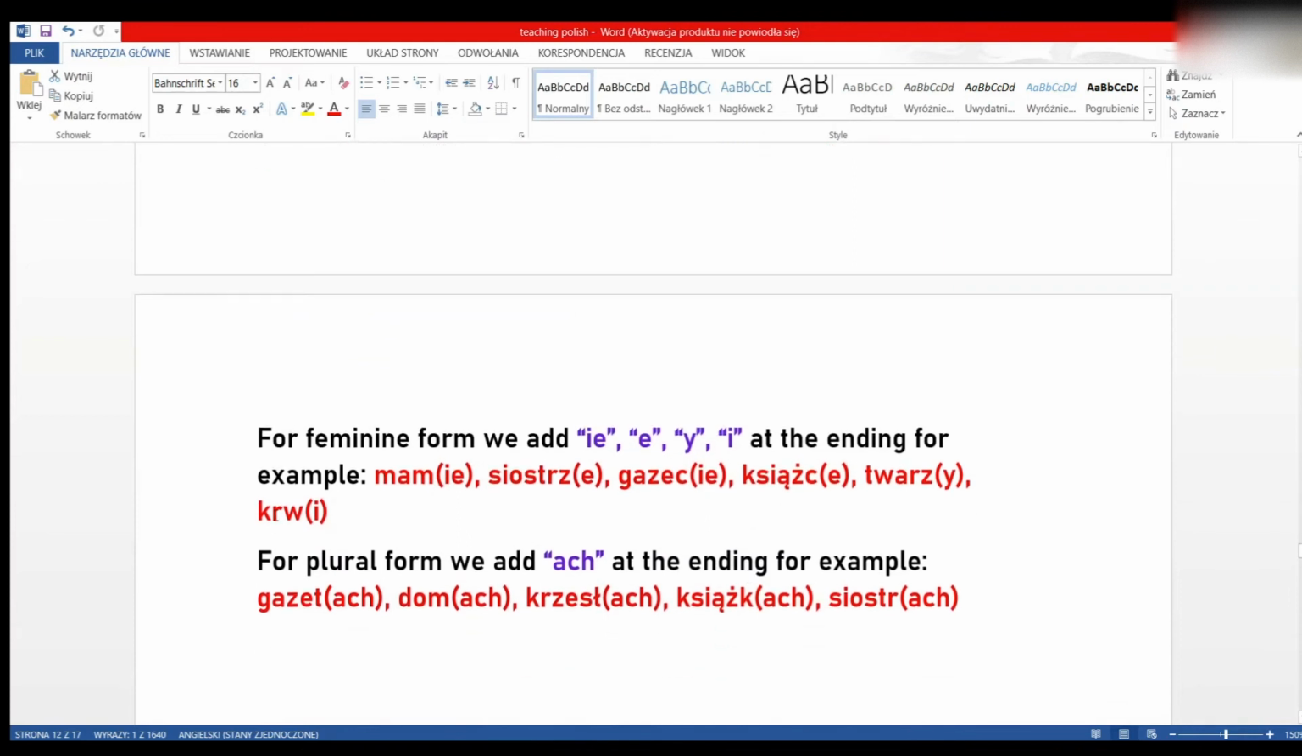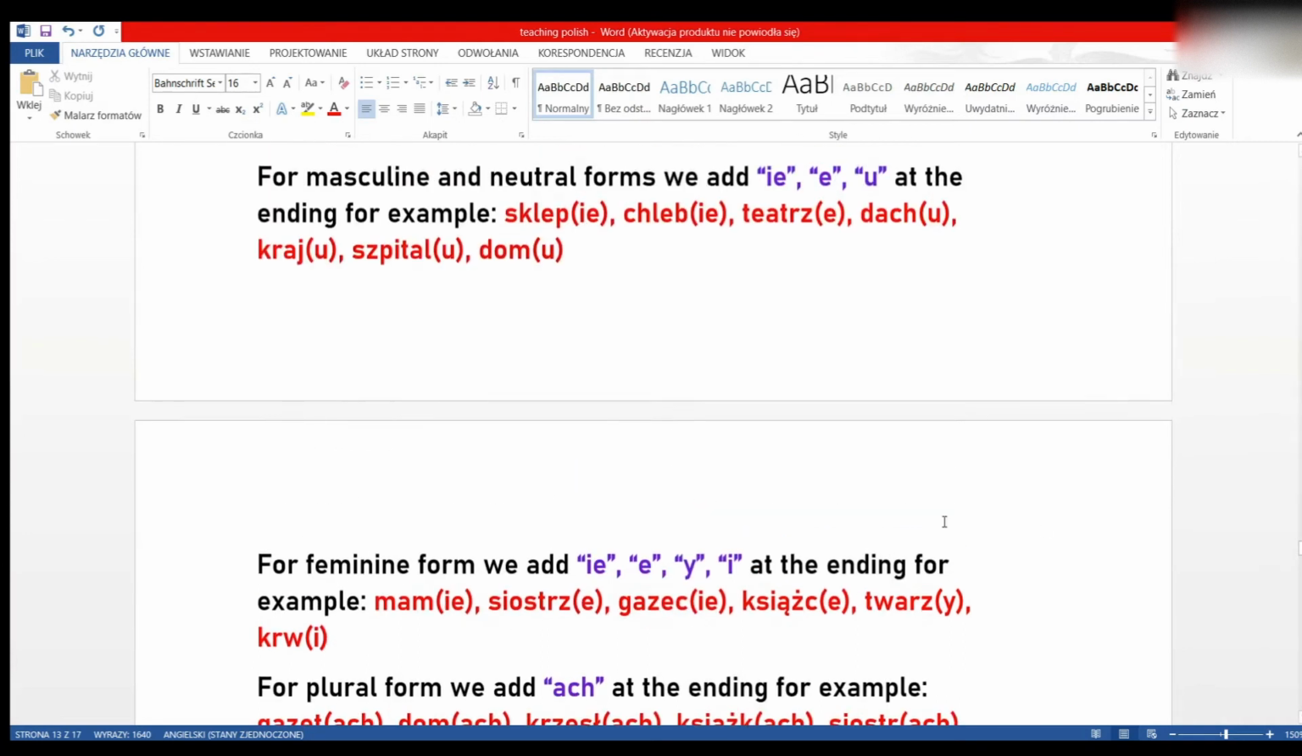So at the ending we put je if it ends with the a, because we know the feminine words usually end with a. So we change mama into mamie. Siostra, the same as before. Siostra becomes siostrze, okay? Because we need to add the i, but it's weird to say siostrę in Polish, so we say siostrze. It's kind of still complicated for me to pronounce this stuff. Okay.